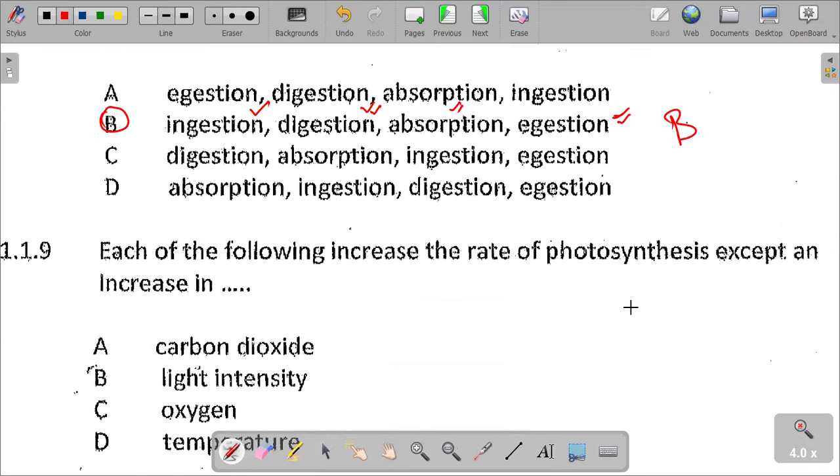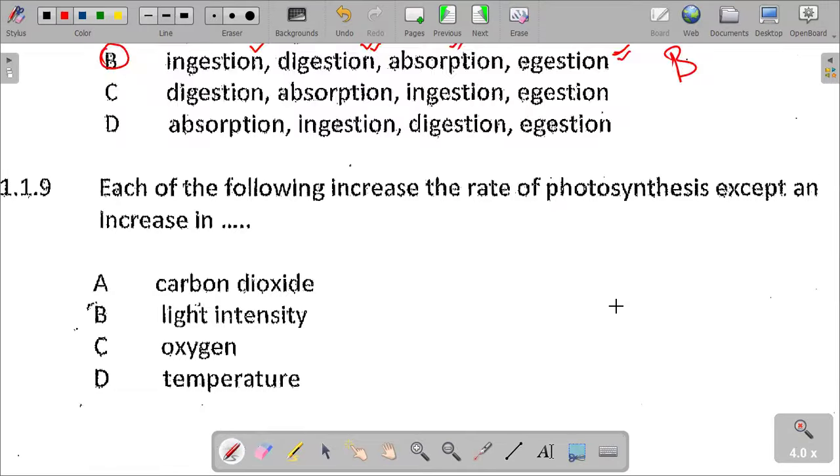Each of the following increases the rate of photosynthesis except an increase in dash. Which of the following does not increase the rate of photosynthesis except an increase in dash?